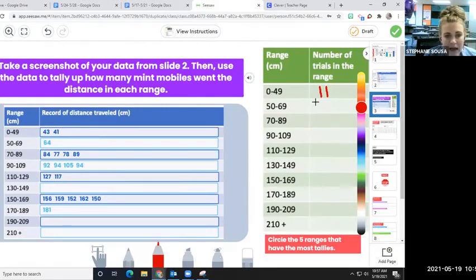50 to 69, there was 1 car that landed in that range. 70 to 89, there were 4 cars that landed in that range. 1, 2, 3, 4. 90 to 109, there were 4 cars that landed in that range. 1, 2, 3, 4.